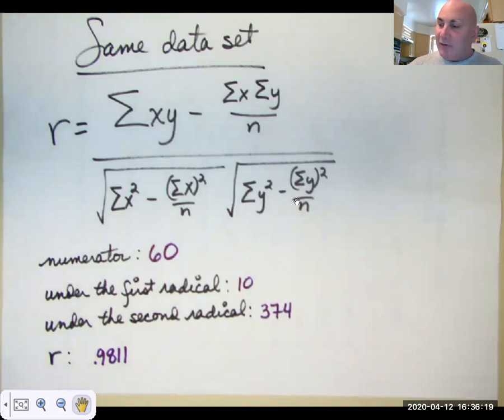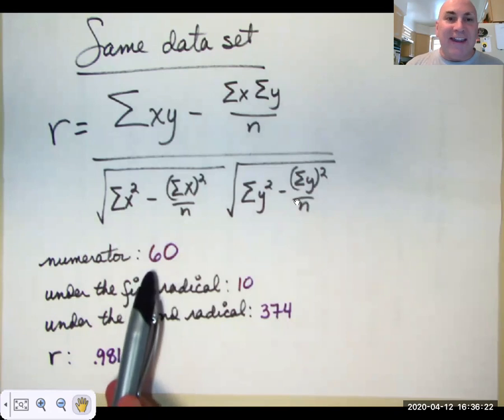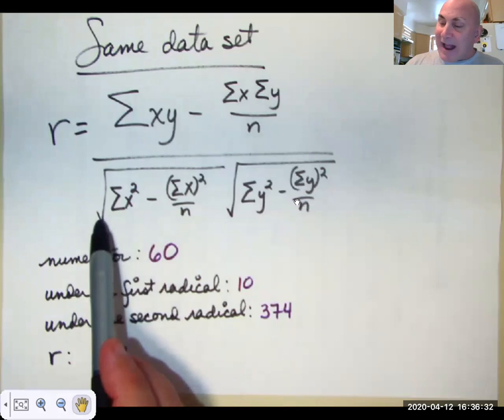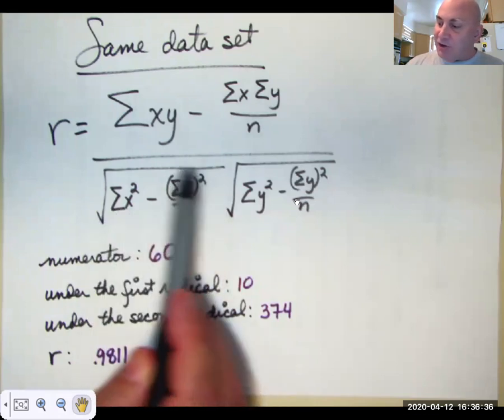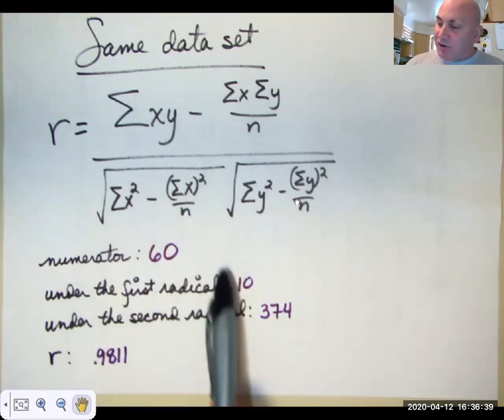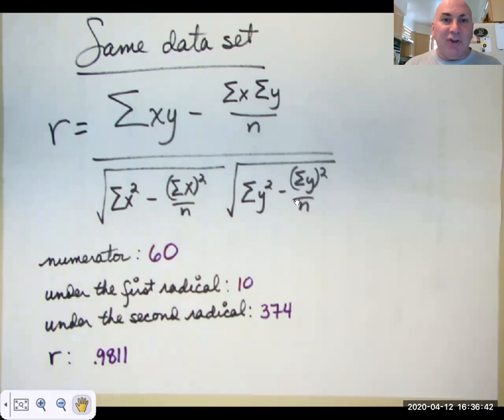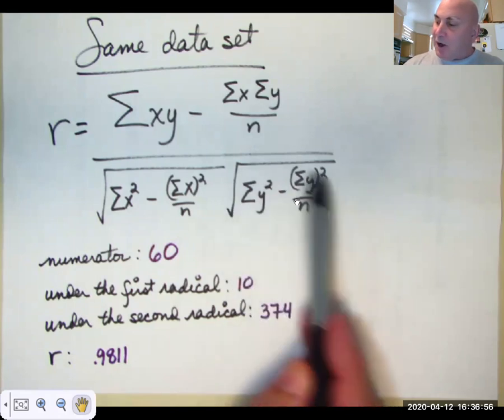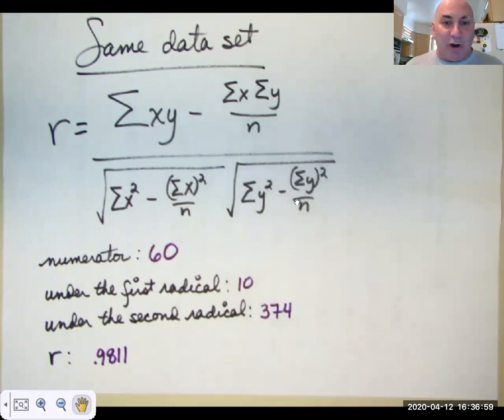Then confirm this numerator. You should get 60. If you don't get 60, you did something wrong. Go back and do it again. Then ignore the radical for a moment. Just calculate the number under the radical. The number under the radical is 10. If you don't get 10, go back and do it again until you do. The number under the second radical, so again, before we take the square root, is 374. If you don't get that, stop the video, go back, check your work until you do.